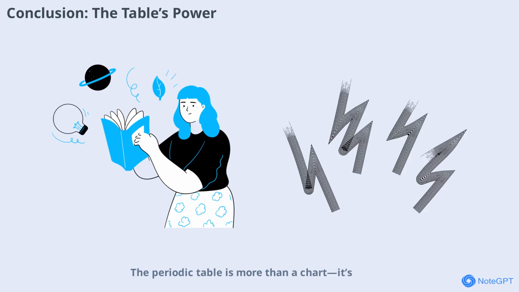The periodic table is more than a chart, it's a powerful tool that unlocks the secrets of matter. By understanding its structure and the properties of elements, we can predict reactions, create new materials, and explore the universe. Whether you're studying for a test or just curious, the periodic table is your gateway to the world of chemistry.